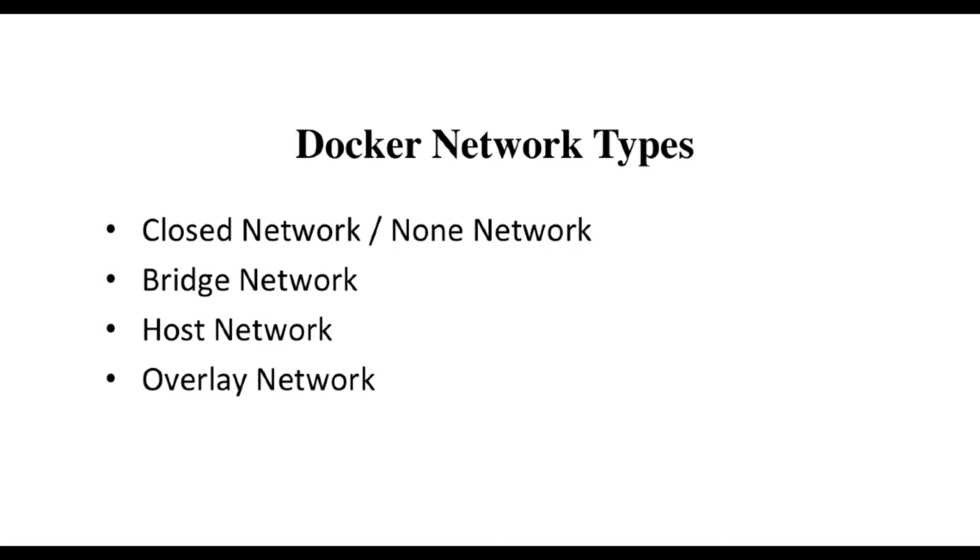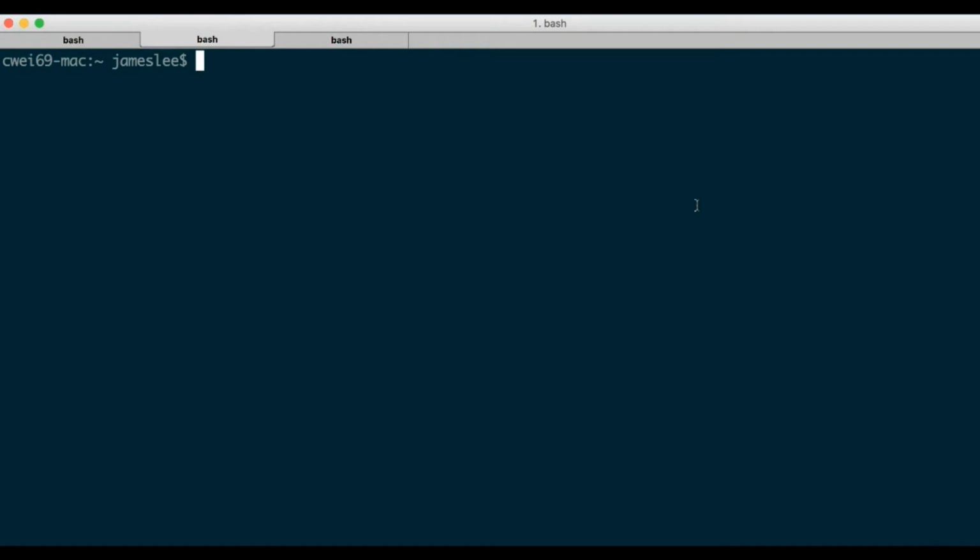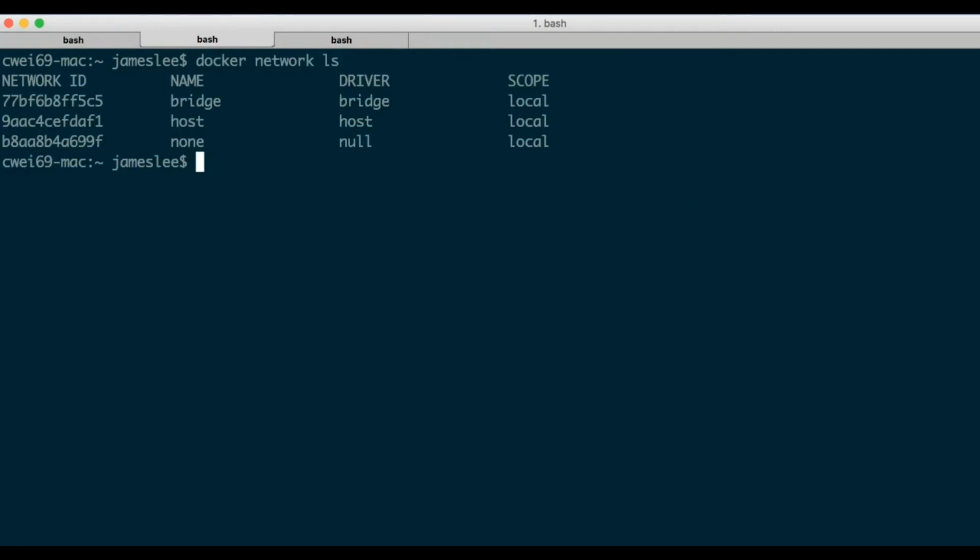Before we finish this lecture, I want to show you how to check the existing Docker networks on your laptop. Just bring up a terminal and type docker network ls. By default, there should be 3 networks created out of the box when Docker is installed on your laptop: the bridge network, the host network, and the non-network.